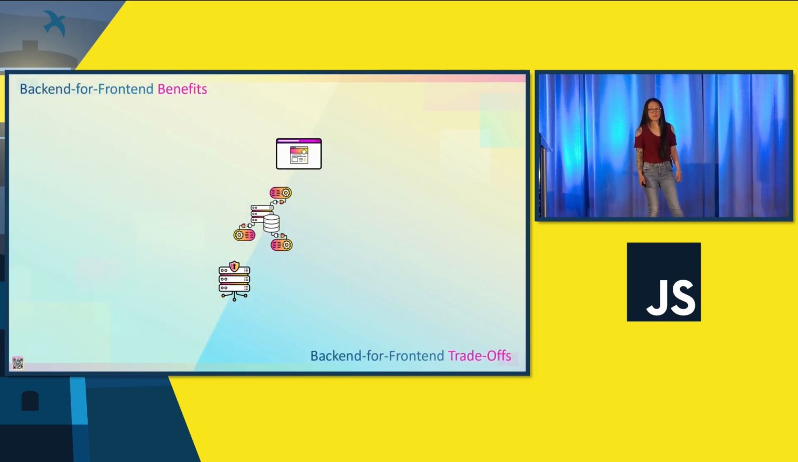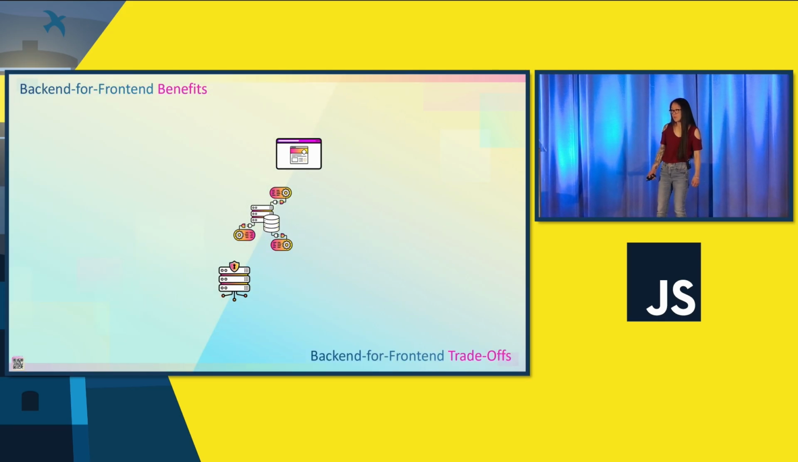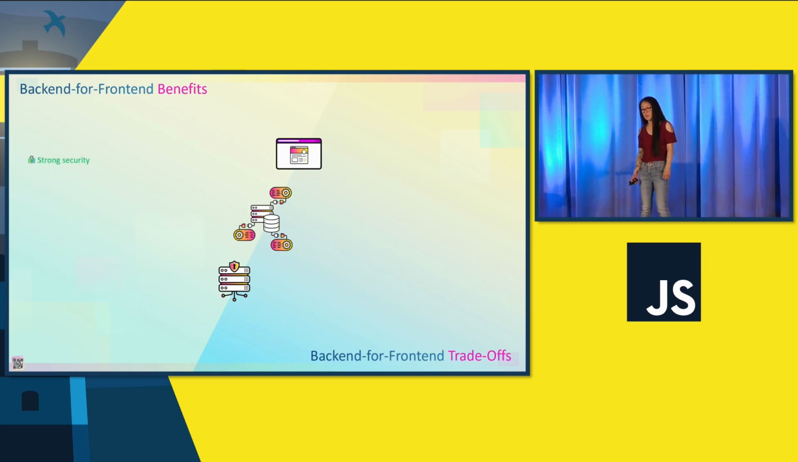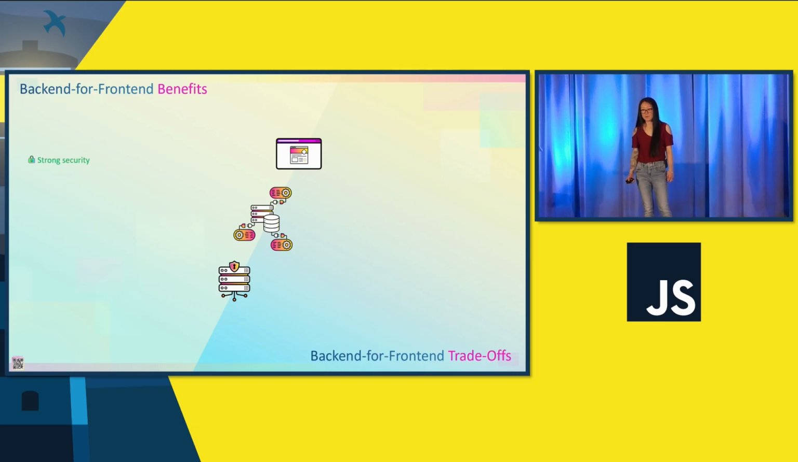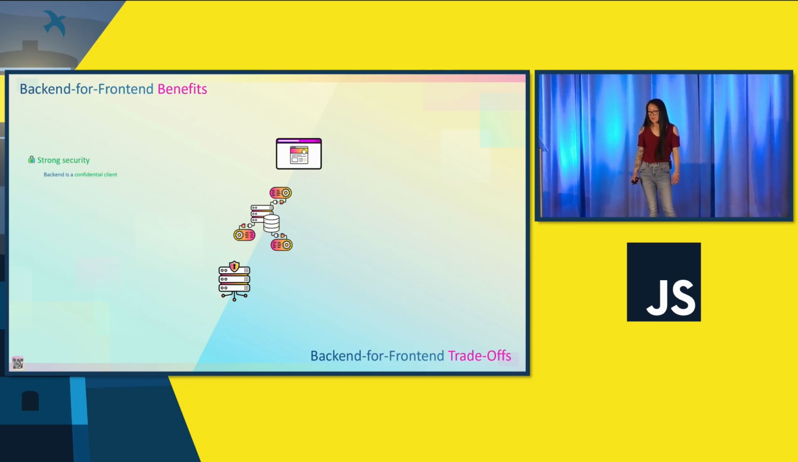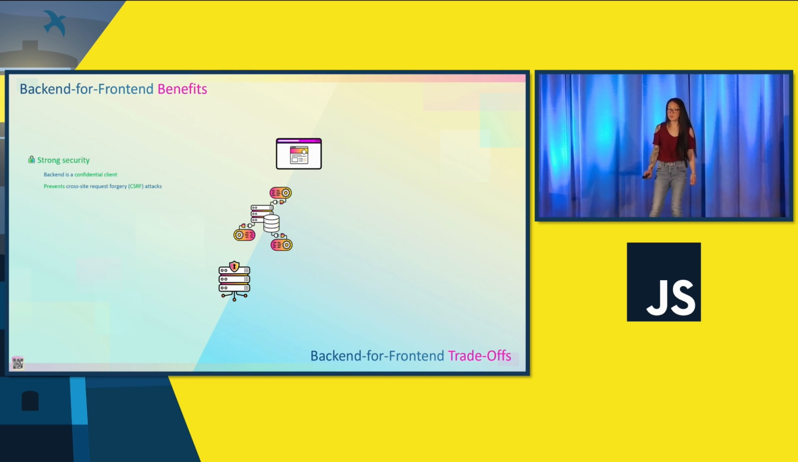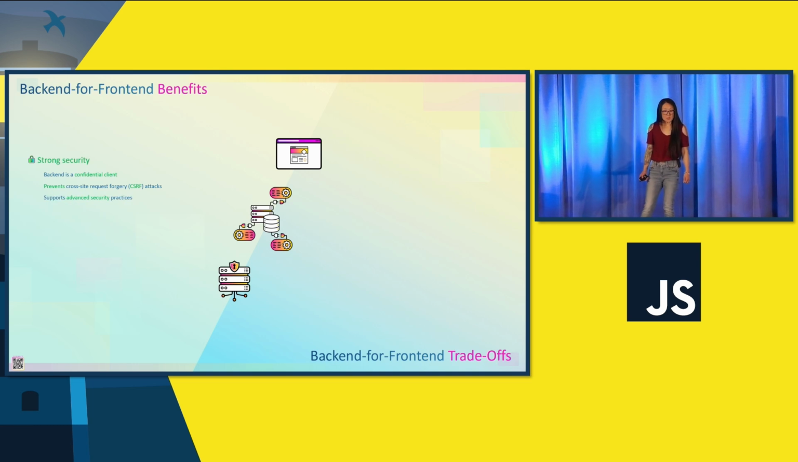So backend for front end is a fairly complex architecture, so let's review its pros and cons. It is the most secure way to perform auth for browser-based apps because auth takes place in the backend confidential client. Same-site cookies prevent cross-site request forgery, or CSRF, as long as the true backend for front end pattern of one backend per front end is being observed. The architecture is also highly customizable to suit different security needs.